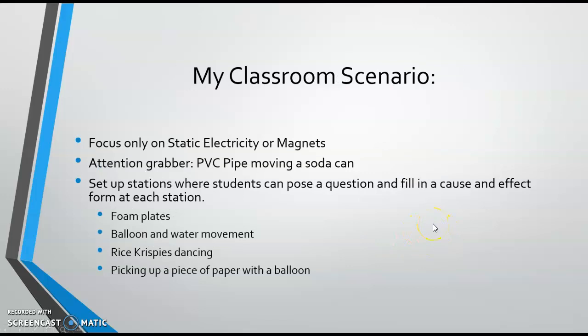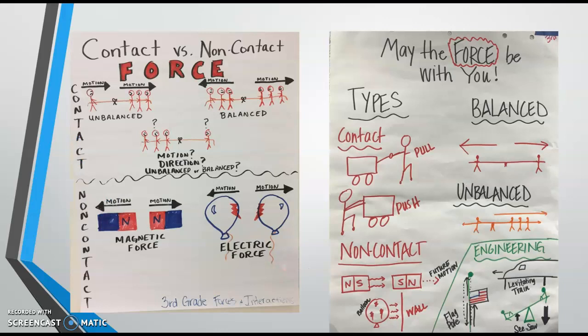So in my classroom scenario, I would focus on either static electricity or magnets. For my attention grabber, I might use a PVC pipe, charge it with a wool cloth, and move a soda can around. And then I can set up stations where students can pose questions and fill in cause and effect forms at each station, doing things like a foam hover plate, the balloon with the water movement, making Rice Krispies dance, or picking up a Kleenex with the balloon.